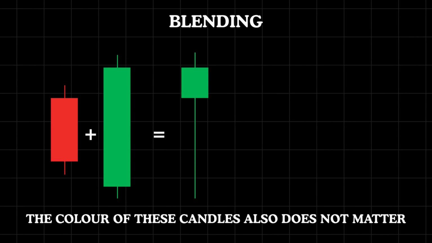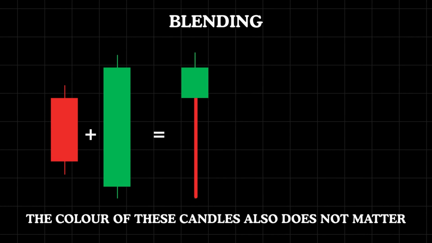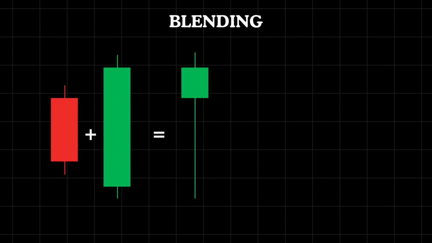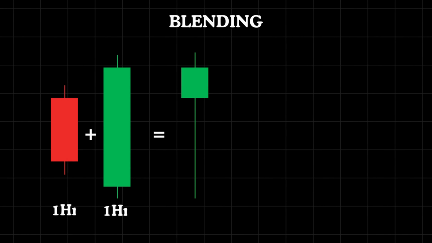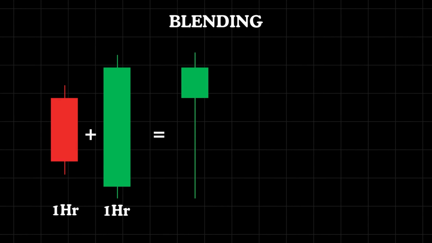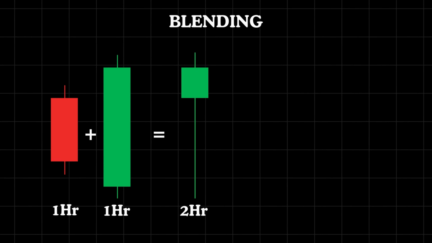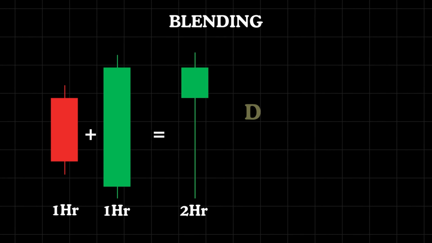What matters is the long lower wick. Whether it's red or green, it's still considered a bullish candlestick. Now imagine these 2 candles represent 1-hour time frames. By blending them, we effectively create a single 2-hour candle. This approach allows us to assess market sentiment across different time frames.